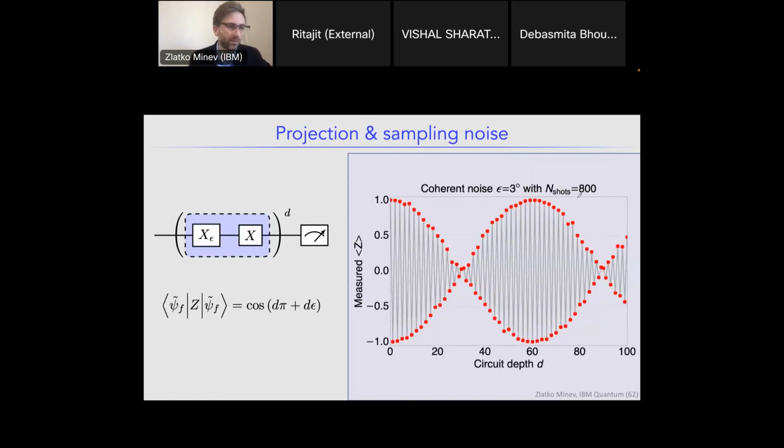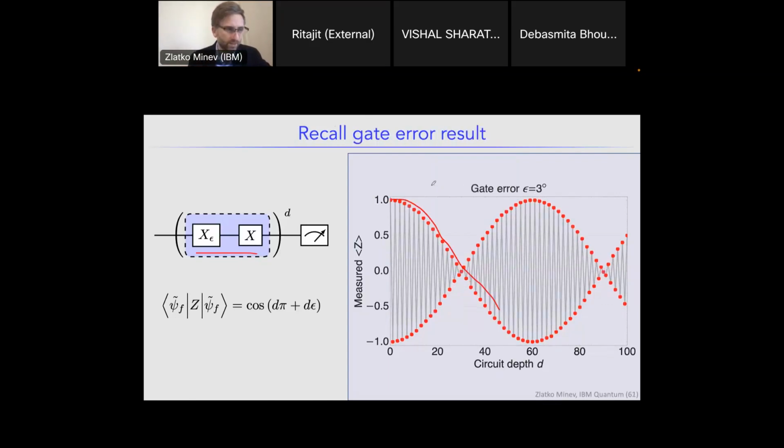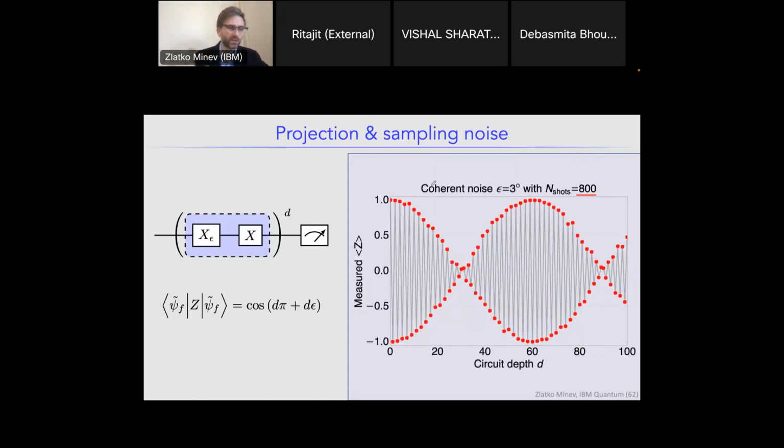So here is an example with 800 shots, where we sampled each red point 800 times in order to find the sample mean, and we're plotting the sample mean. Notice the difference between the two curves. Of course, the second curve now, because of the finite sampling, has this projection noise that's fundamental. It's really due to quantum mechanics itself. And that causes this kind of random fluctuations and variation on top of the data. And that's going to be part of what you see in the data.